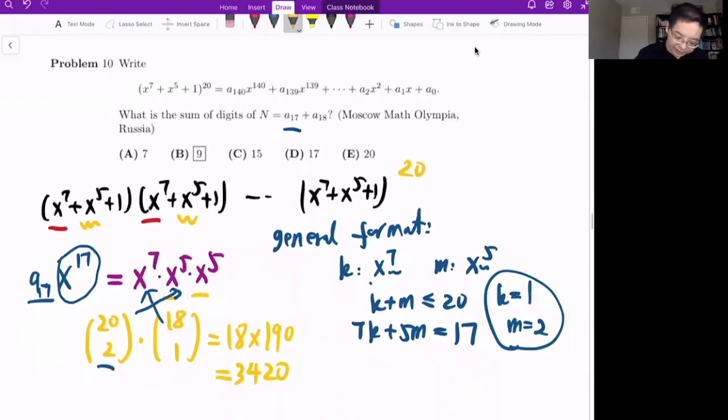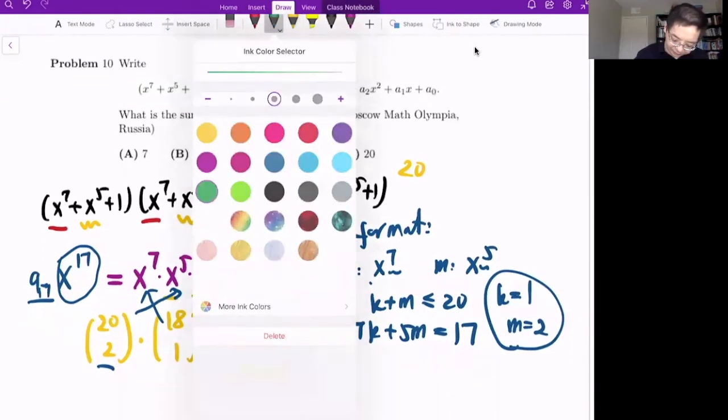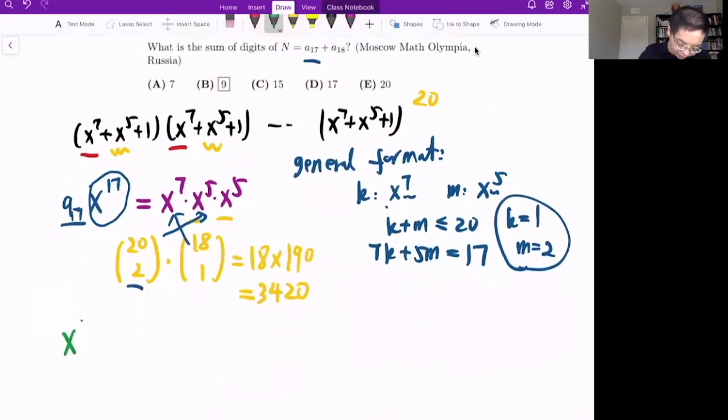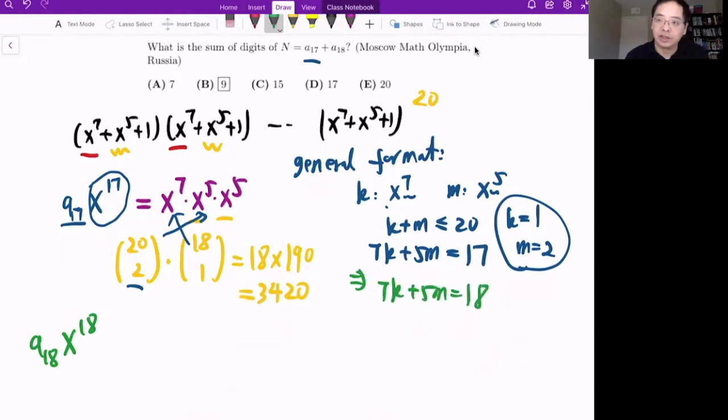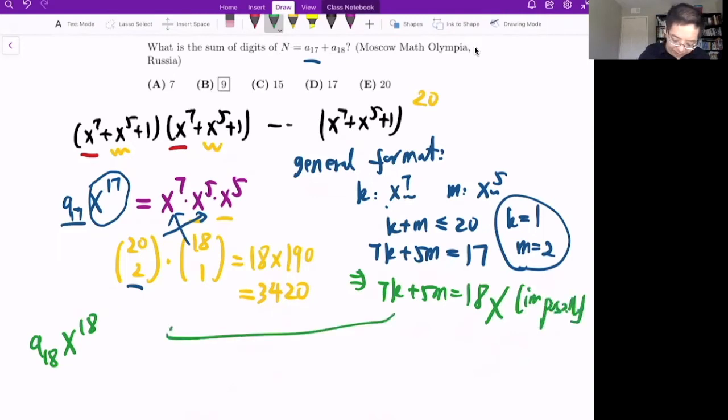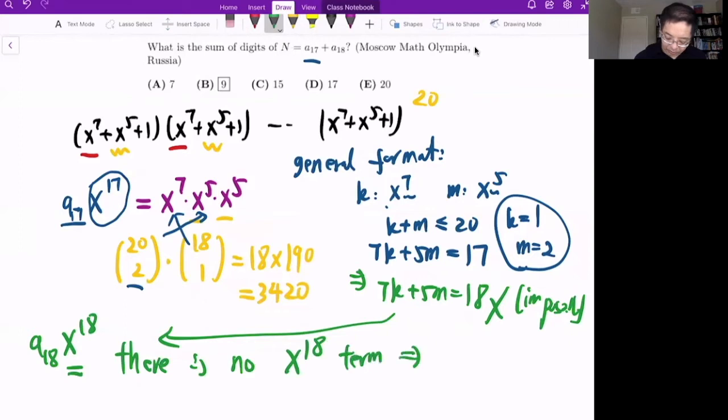Similarly, let's look at the next power, that's x to the 18. Now we want x to the 18. What is the coefficient? Well, if we go back to this format, that just means we need to find a combination where 7k plus 5n equals 18. And it's clear to see there's no way that you can find k and n such that this works. So this is impossible. That implies there's no x to the power 18 term, which just means a18 equals 0, right? So this one equals a17.